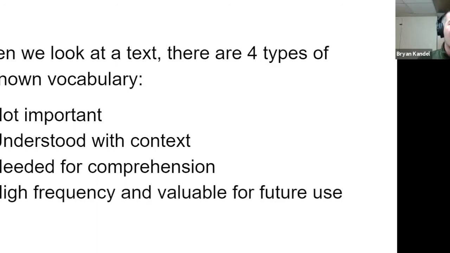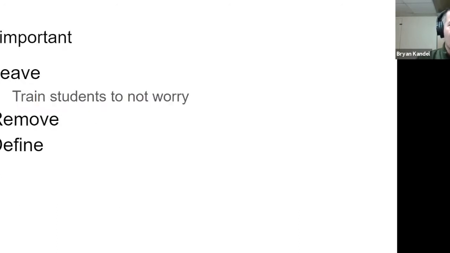And then there is high frequency and valuable for future use, meaning there are some things that we're going to read in this chapter that I want them to internalize and use when we're done with the book in the future. I want them to be able to use it. It's really important. They don't know it yet. This book is going to help them internalize that structure or that vocabulary. So what do we do with it?